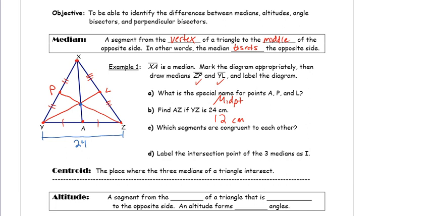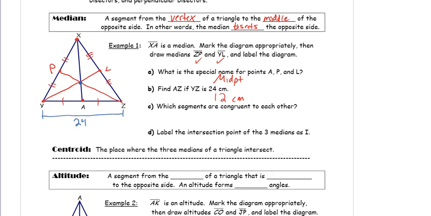Which segments are congruent to each other? Okay, so we're just getting in the habit of making sure we know which ones are congruent, which is why I marked YA differently than I marked YP. If we used just one little hash mark for each one, it looked like we have a bunch of segments that are congruent to each other, which isn't true. But what we can do is go ahead and say, okay, YA is congruent to AZ. We have XL is congruent to LZ, and we have XP is congruent to PY. Okay, so we have all those things that are true. They're not all congruent to each other, but they all have congruent sides in there.